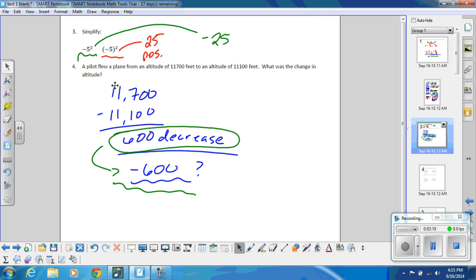If it has parentheses and it's a negative inside the parentheses, like in the second one, the red one, that's a positive answer. So just be careful on your test that you're not getting something wrong because of something silly like that, okay?